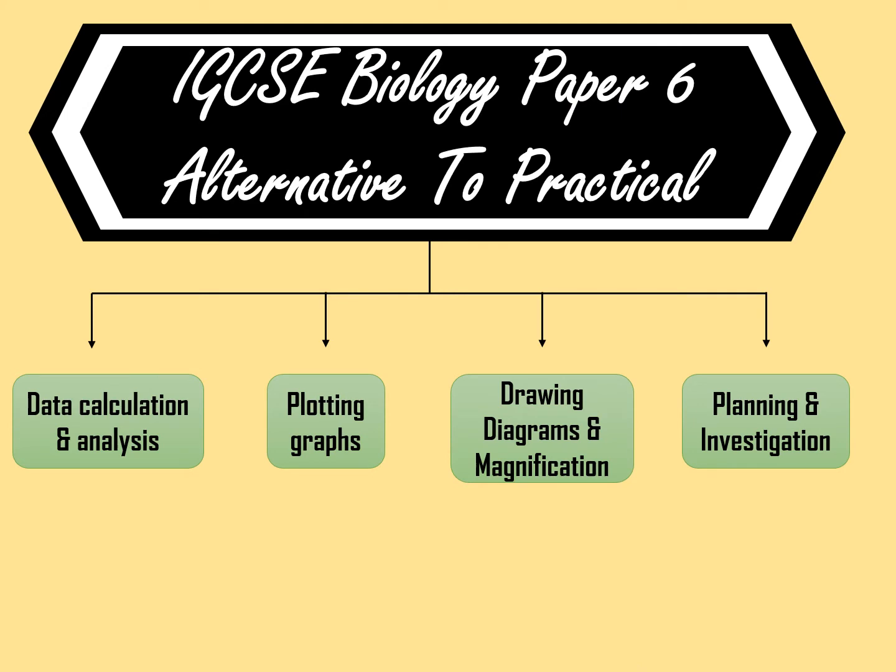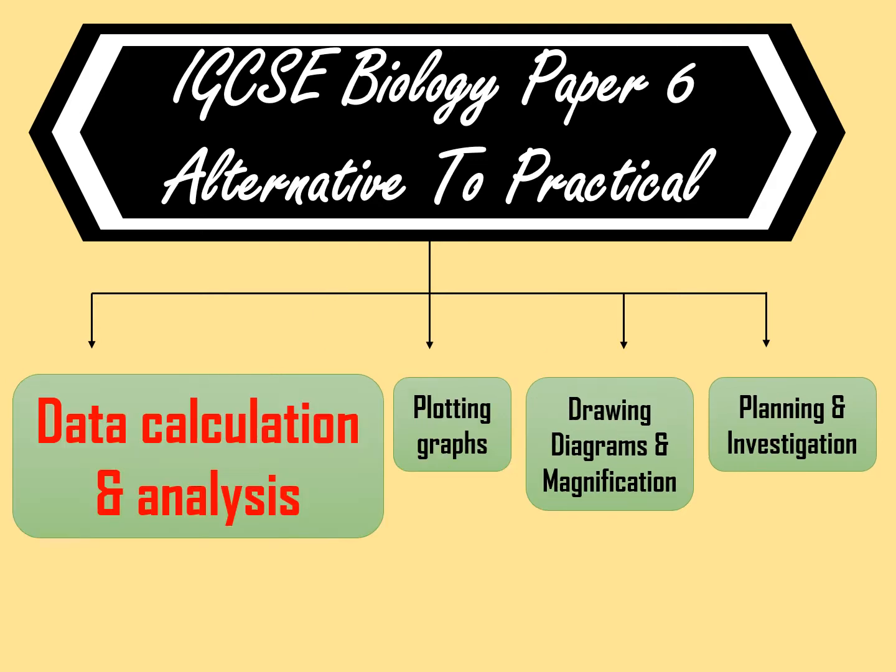IGCSE Biology Paper 6, Alternative to Practical exams, consists of the following main parts. Number 1, data calculation and analysis; plotting the graph; drawing the diagram and magnifications; and planning and investigations. In these sessions, we are going to discuss data calculation and analysis.